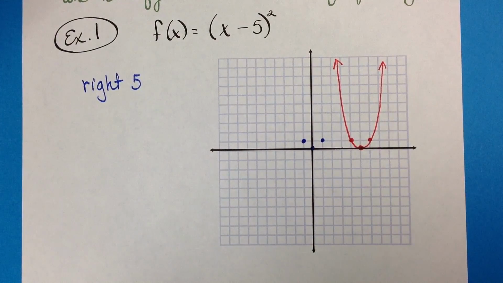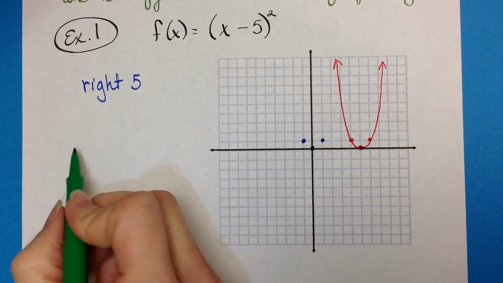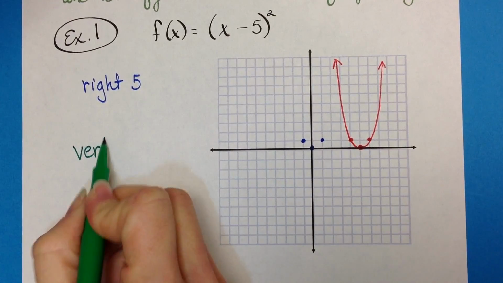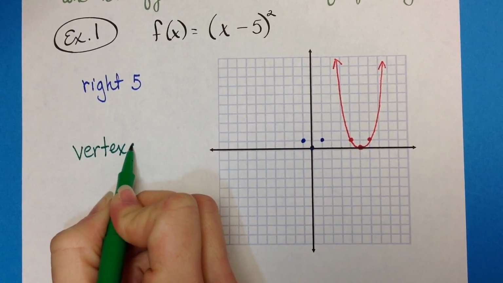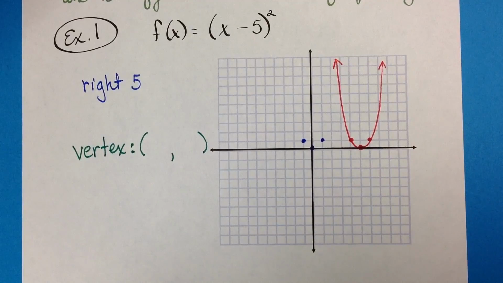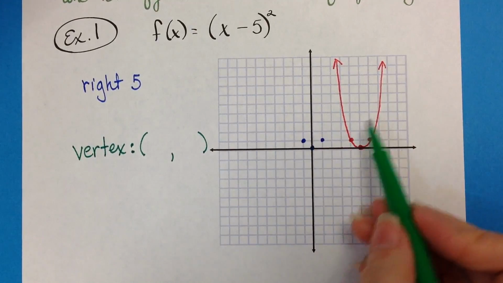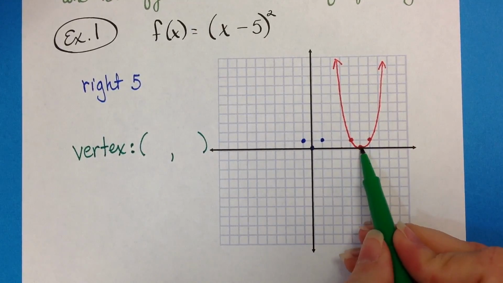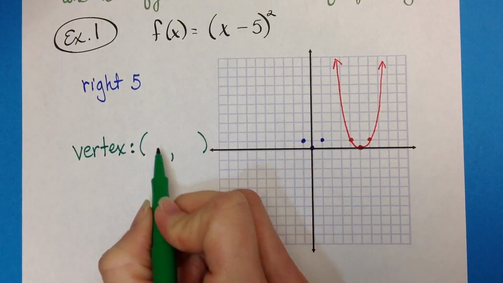Alright, then you're also asked to identify the vertex and the axis of symmetry. Now a couple things you can do with identifying your vertex, and I'm going to explain it both ways. First of all, you can just look at your graph. So now that we've got our graph done, the point here at the bottom would be the vertex, and that would be the point 5, 0.